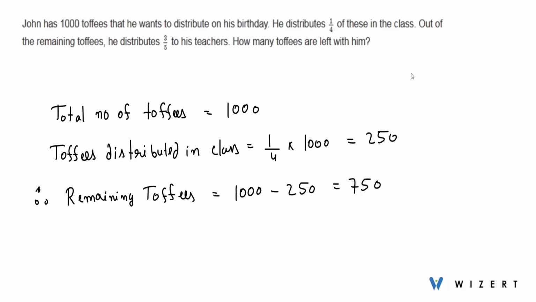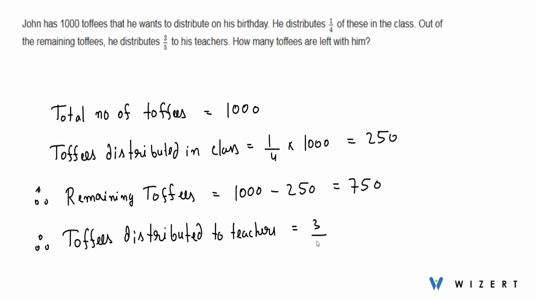Now it has been given in the question that out of the remaining toffees he distributes 3 upon 5 to his teachers. So toffees distributed to teachers will be equals 3 upon 5 multiplied by remaining toffees, which is 750. So 5 will cancel out 750 and will produce 150, and 150 multiplied by 3 will give us 450.